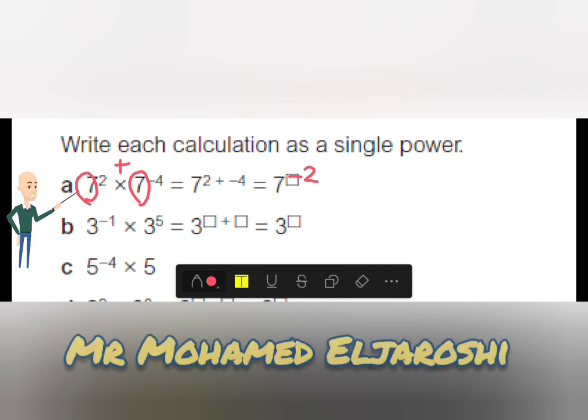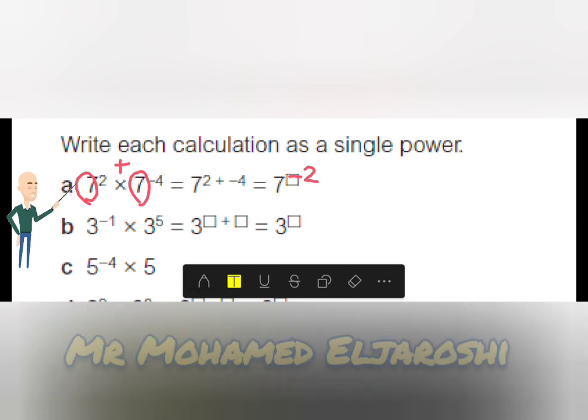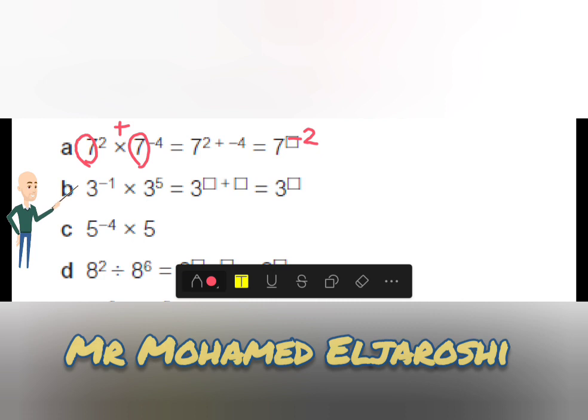Now, let's take a look at question B. Same idea, we have the same base number, so the answer must have the base number. Because this is multiplied, it means we're going to add the powers together. We're going to add negative 1 and 5. So we write negative 1 and 5, and when you do it with a calculator, it's going to be 4.